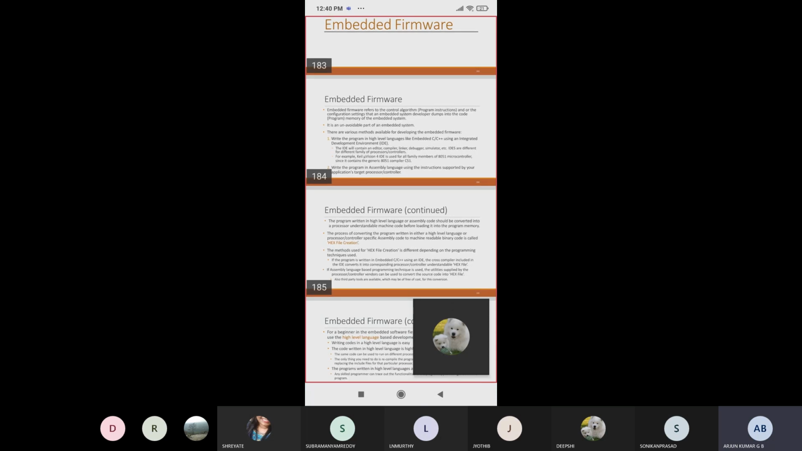And then the program is written in a high-level language or assembly. The high-level language is C++ or embedded C++, or assembly language.